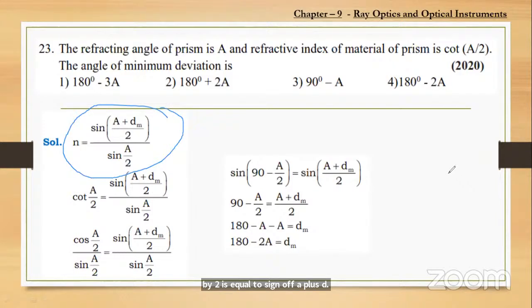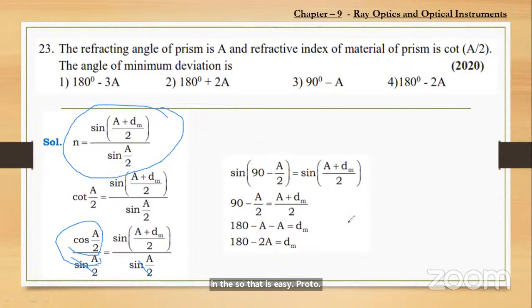Now observe, cot we can write as cos of A by 2 over sin of A by 2. Then the sin of A by 2 on the left-hand side and right-hand side cancels. The remaining quantity is cos of A by 2 equals sin of (A plus D) by 2. To convert to a sine function, take 90 minus theta, so cos becomes sin: sin of (90 minus A by 2) equals sin of (A plus D) by 2. Equating them and taking LCM gives 180 minus A; sending A to the other side, A plus D gives the angle of minimum deviation D.